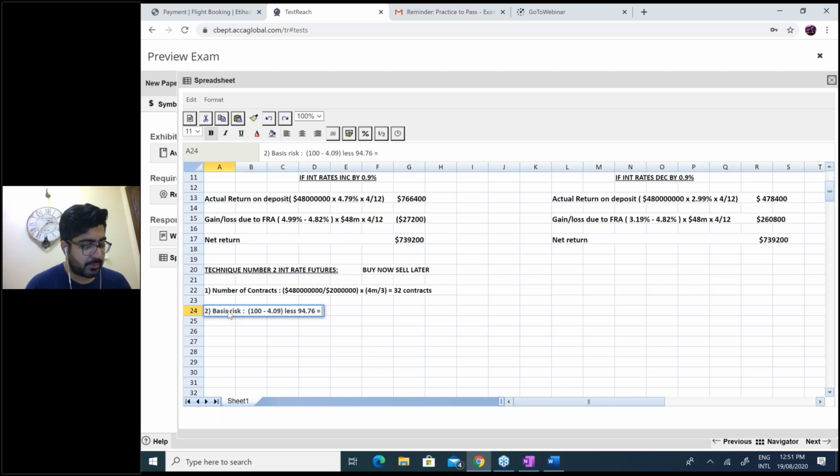Basis is also called the commission of the broker, the person who's giving you this deal, the bank or the money changer or the broker or the financial institution. It comes to 1.15. This is done with step 2. Spot minus LIBOR, spot is always 100, less interbank rate 4.09, less futures price, you took the March futures 94.76. Okay. Any problem with 2 steps, please ask.